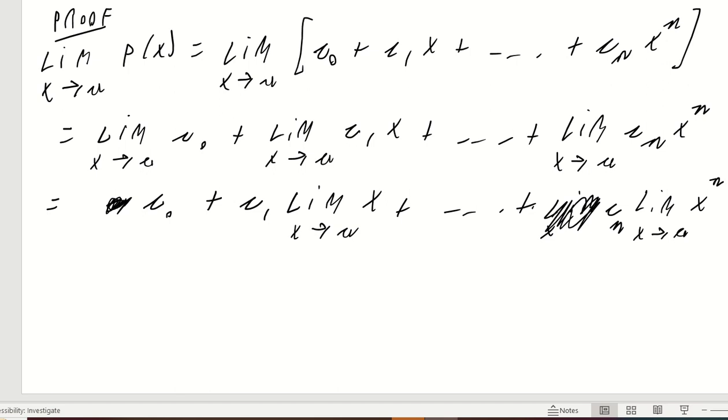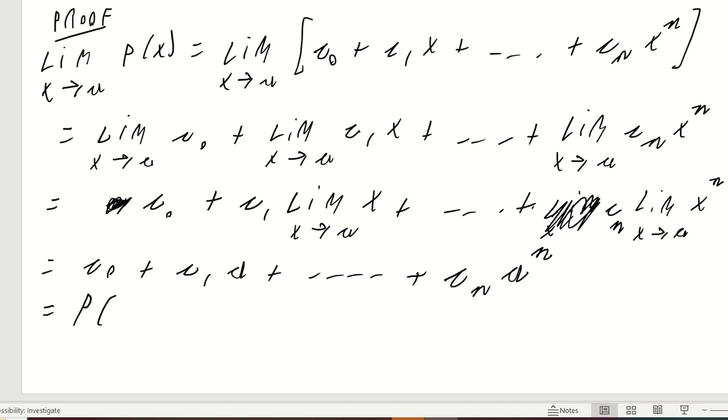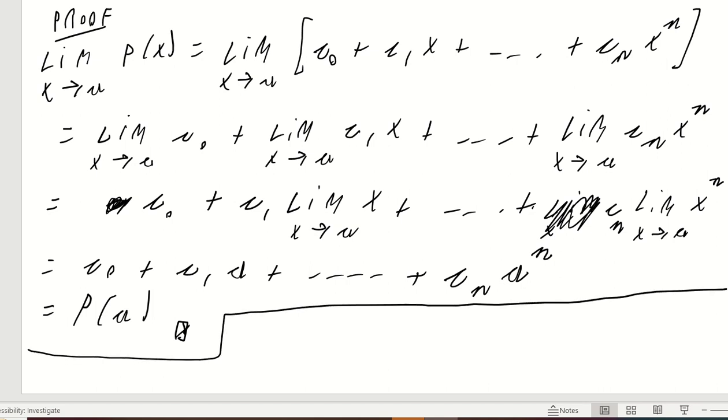So then this will equal c0 plus, the limit as x approaches a of x is just going to be a, so c1 by a, plus a lot of other terms plus cn by this limit, which is just, based on the nice result that we had earlier, cn by a to the power of n. So this is just equal to the polynomial p evaluated at a, QED. Okay, so that's our result. This is handy whenever you see polynomials.